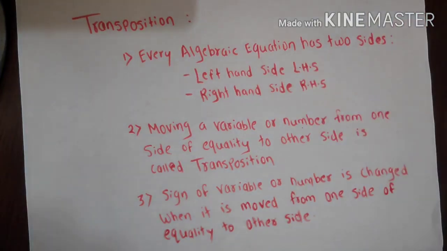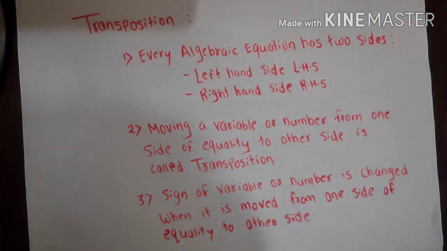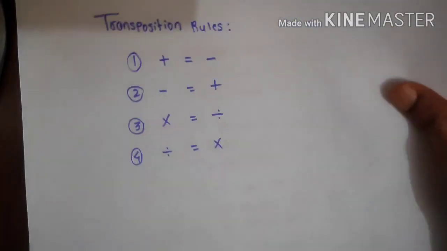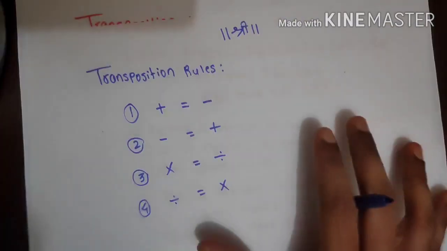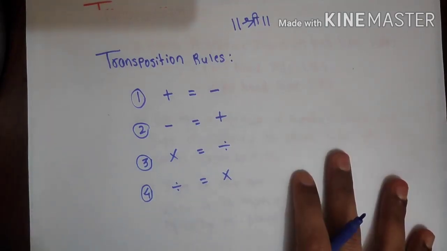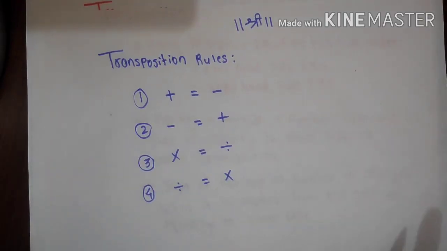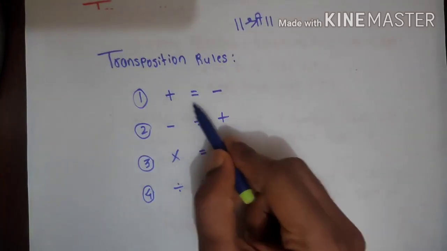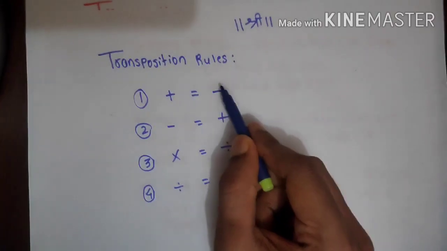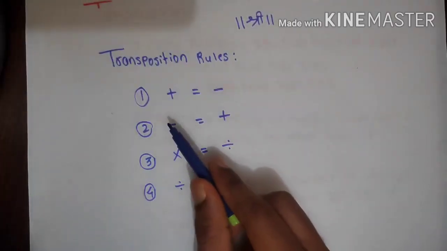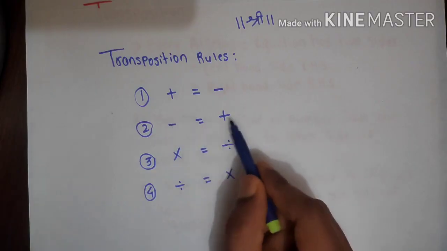Now let's see our second point, that is transposition rules. These are the very simple rules that we need to remember when we perform transposition. The first rule is when we move a plus sign from one side to another side, it will become minus. The second rule is that when we move a minus sign from one side to another side, it becomes plus.